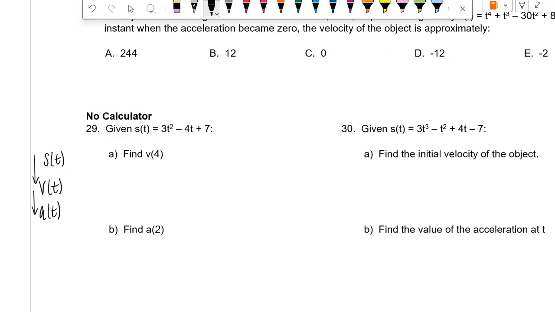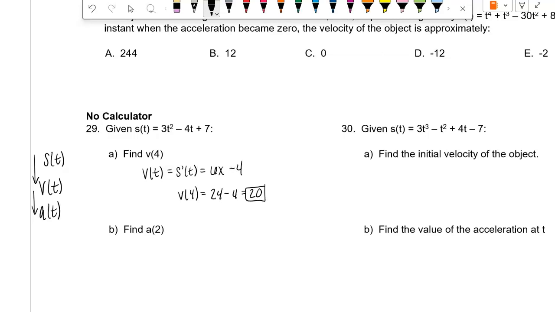So given S of t, find V of 4. First, you're going to have to figure out what the velocity is. So you could say that the velocity is the derivative of position. So we're going to use power rule to figure out what the velocity is. And then we can finally plug in the 4 right here. So we've got 24 minus 4, which equals 20. So our answer is 20.